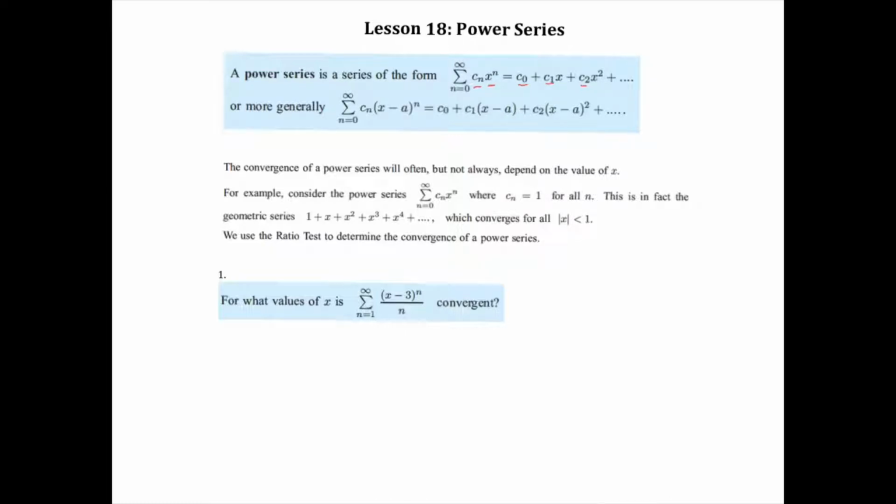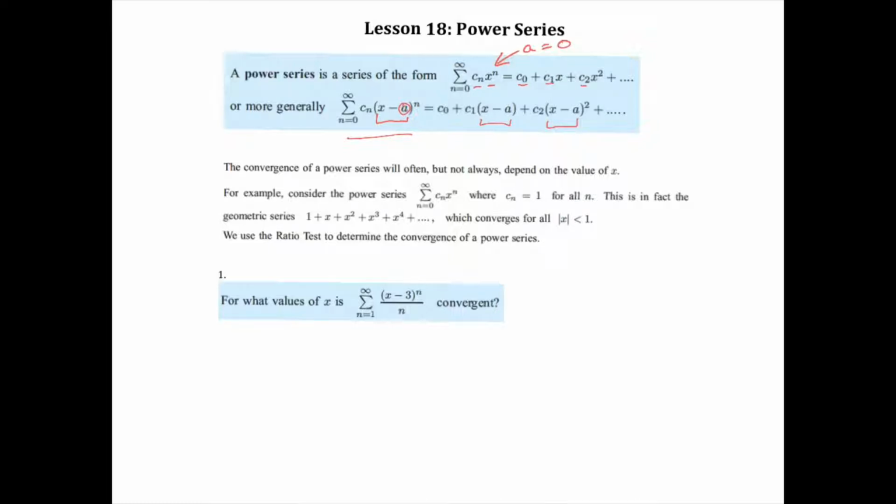More generally, instead of just x, you could have x minus a number to the power of n. In this case, the a value was just 0, like x minus 0 to the n. But more generally, a could be something else. So x minus some constant a, and you get the same sort of expansion, with x minus a to the 1, x minus a to the 2, and so forth. We again want to know when this is convergent. The convergence of a power series will often, but not always, depend on the value of x.